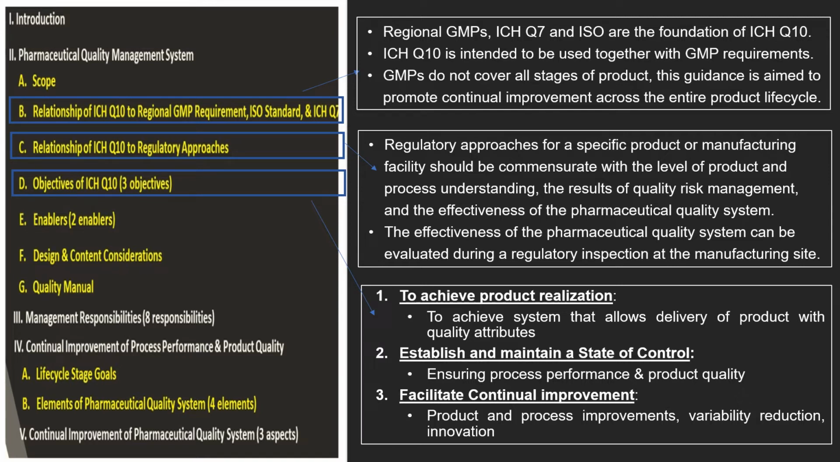The second is to establish and maintain a state of control. We say we have a state of control when all the process parameters and product quality parameters are operating within a defined state. And third, to have continual improvement: product and process improvement, reduction in the variability, and innovation.